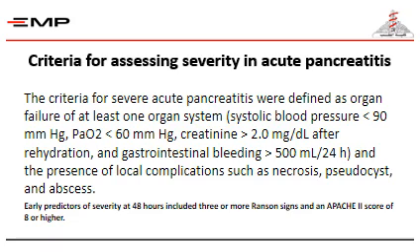Assessing severity in patients with acute pancreatitis is essential for appropriate triage and management, as patients with severe disease are at greater risk. The criteria of severe acute pancreatitis were defined as organ failure of at least one organ system: systolic blood pressure less than 90 mmHg, oxygen saturation less than 60 mmHg, creatinine more than 2 mg per deciliter after dehydration, and gastrointestinal bleeding more than 500 mL in 24 hours, and the presence of local complications such as necrosis, pseudocyst, and abscess in the pancreas.